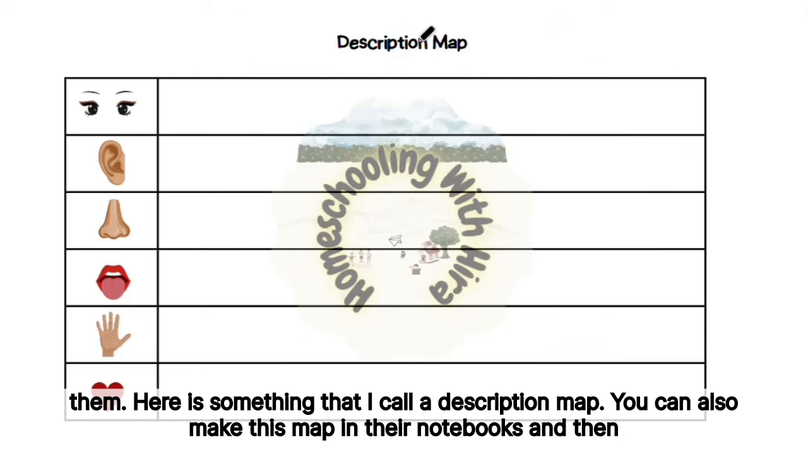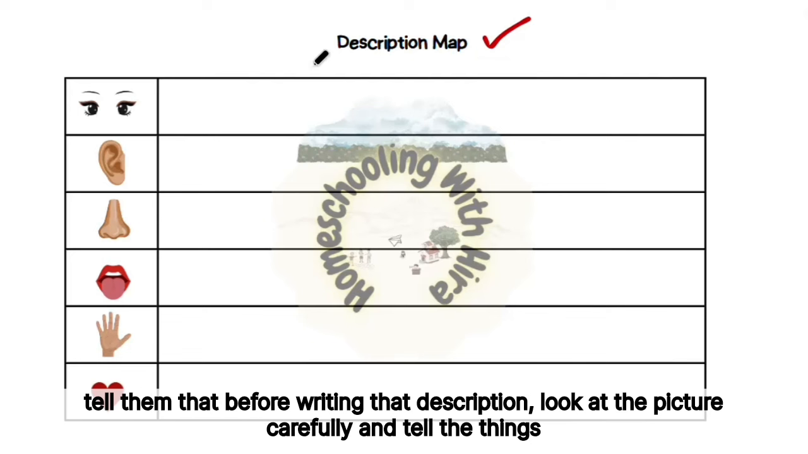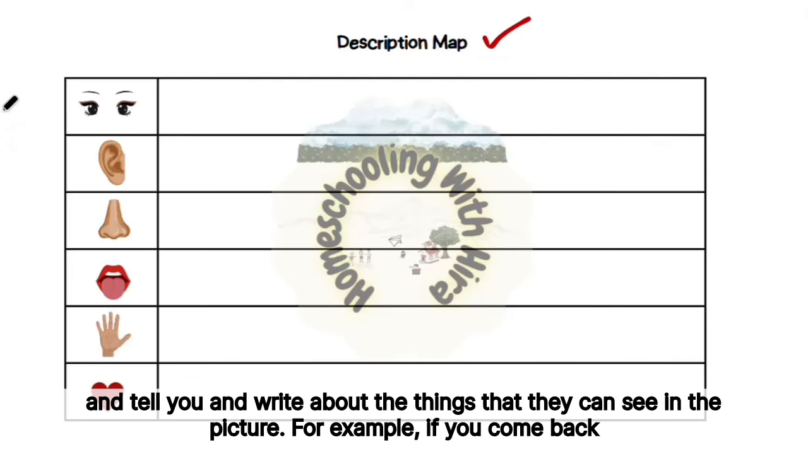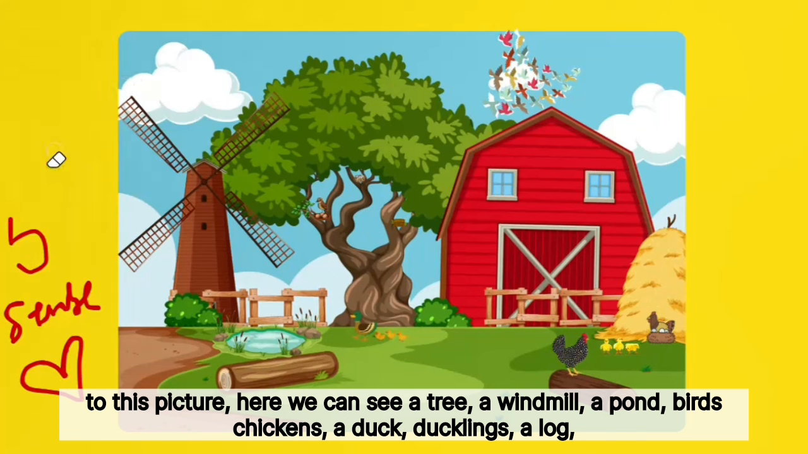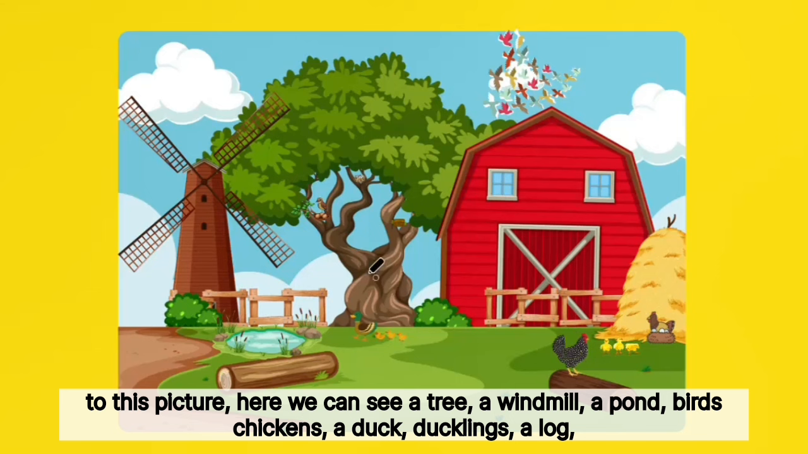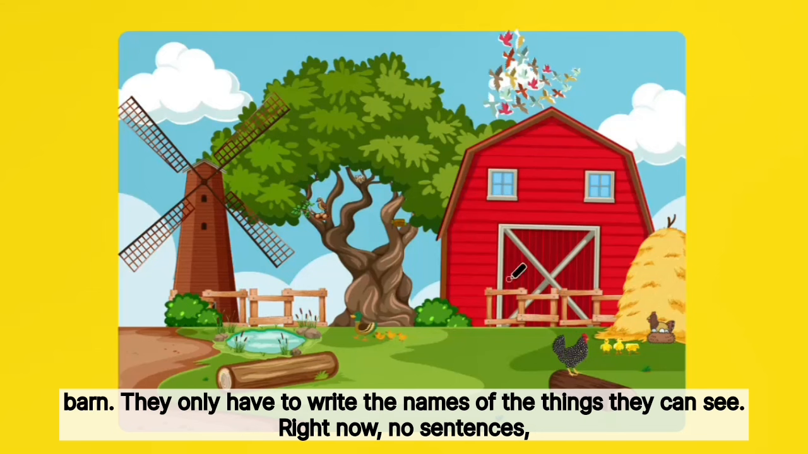Here is something that I call description map. You can also make this map in their notebooks and then tell them that before writing that description, look at the picture carefully and write about the things that they can see in the picture. For example, if you come back to this picture, here we can see a tree, a windmill, a pond, birds, chicken, hen, duck, ducklings, log, barn. They only have to write the names of the things that they can see. Right now, no sentences, no adjectives.